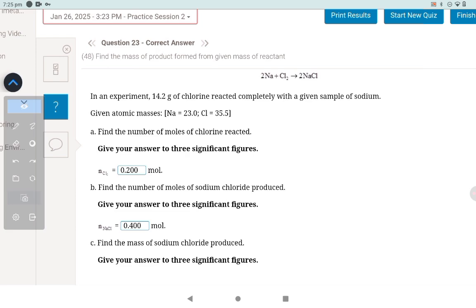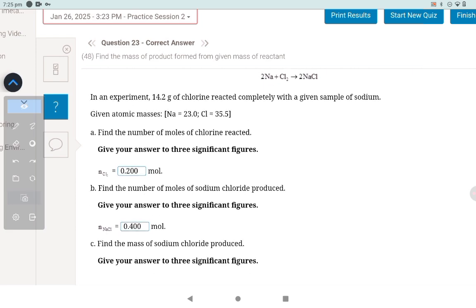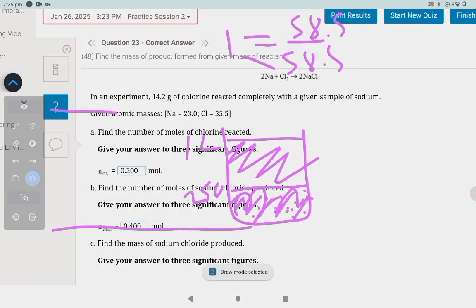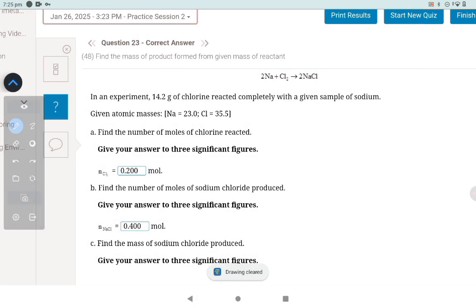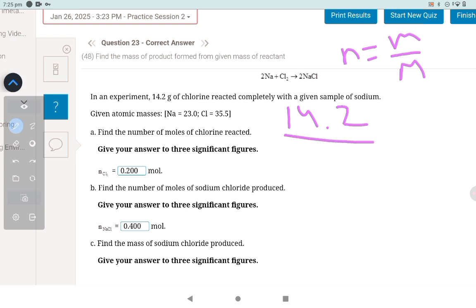Experiment: 14.2 gram. We have the mass. We need to find the moles of chlorine reacted. We have n equals m over M. 14.2 gram over the molar mass of chlorine, which is 35.5, but chlorine is diatomic, so it's 71. So you get 0.2.